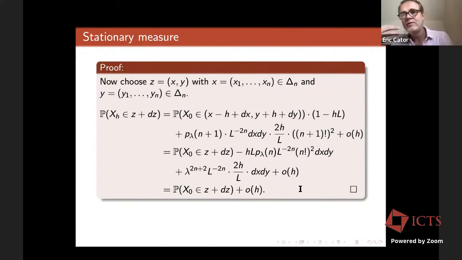Now, take a different configuration, the idea is the same. So you want to have a configuration with n positive and n negative particles at some specific location. So how do we do this? Well, you start with a configuration in the right positions. So in position x1 minus h, x2 minus h, etc. And y1 plus h, because the negative particles move to the left. So y1 plus h, y2 plus h, etc. You start with that and you make sure there's no Poisson point in the interval 0h. So that's this factor here.